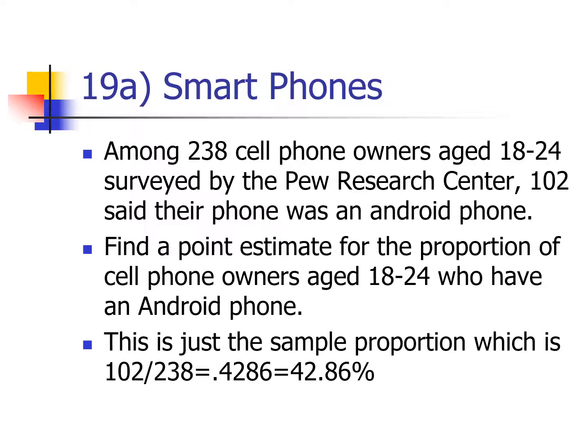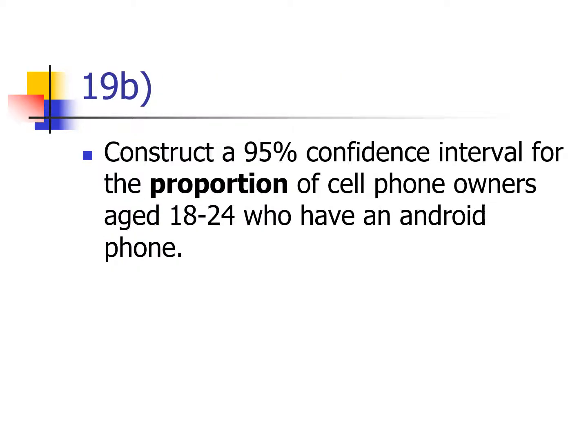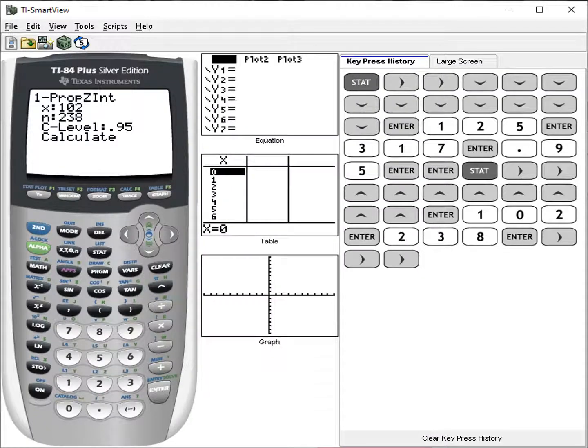So instead, we're going to make a confidence interval and find a range of plausible values for what that overall percentage might be. The book asks us to make a 95% confidence interval for the proportion, and there's that keyword telling us to do a confidence interval for proportions, of cell phone owners who have an Android phone. So 102 out of 238 have an Android phone. We want to be 95% confident.